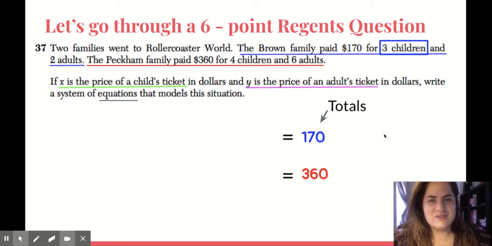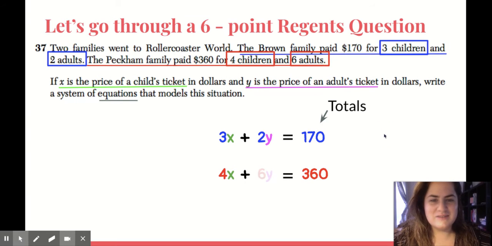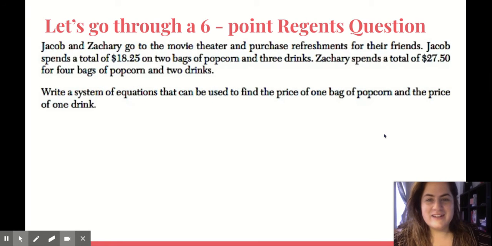So in order to get to that total of 170, they had to buy 3 children's tickets. And if X is the price of a children's ticket, we can write that as 3 times X or just 3X. How can we write the price of the 2 adult tickets? If you said 2Y, you're correct, since Y is the price of an adult ticket. And it's going to be the same thing for the Peckham family. 4 children would be 4X, and 6 adults would be 6Y. And that's literally it. Let's try one on your own, and then we'll go over it.